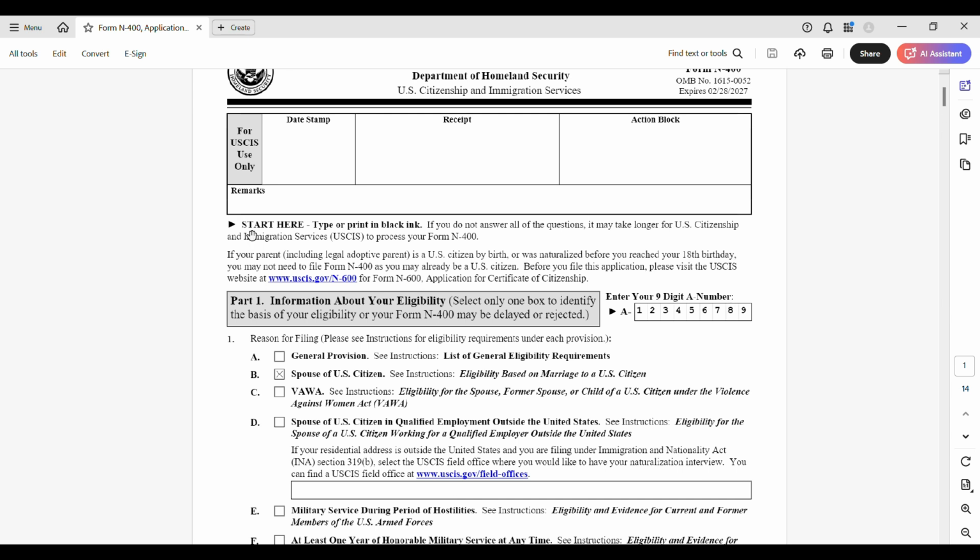We're going to start at the section here that says Start Here. You're going to read the information. If you do not answer all of the questions, it may take longer for U.S. Citizenship and Immigration Services, USCIS, to process your Form N-400.